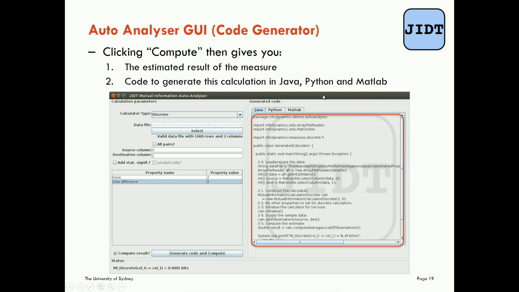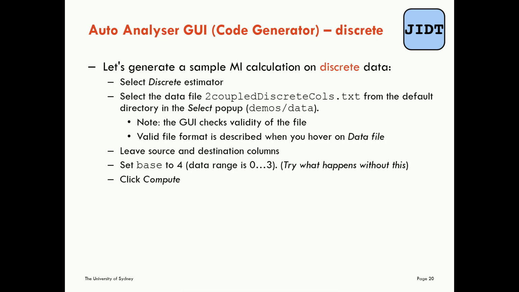So let's actually run a sample calculation. Okay, we'll follow the instructions here on the slide. I'm going to flick back and forth between the slides and the GUI. The first thing we want to do is select the discrete estimator. We've already done that from our drop-down menu.